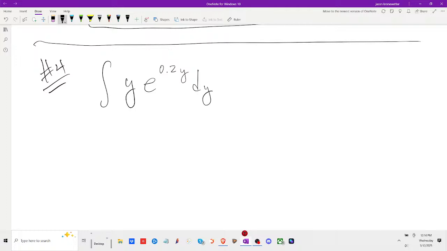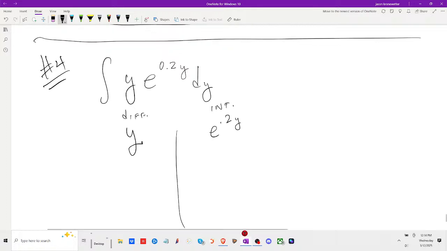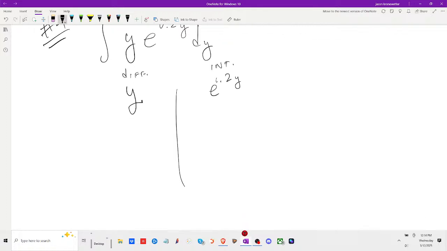If I pick y to be the differentiation stuff, and then e to the 0.2y is my integration side, so this side I'm going to differentiate all the way to 0, and here I'm going to integrate and match it. Differentiating y, I get 1, and then the derivative of 1 is 0.